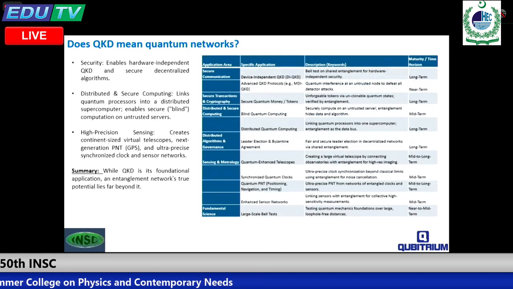So in that case, you need to understand what is the meaning of dropping QKD. Does it mean dropping the quantum networks, or does it cause any other things for us? So that should be considered carefully.